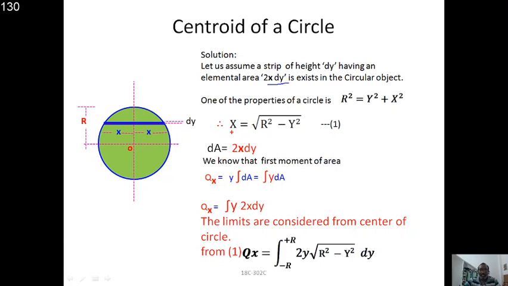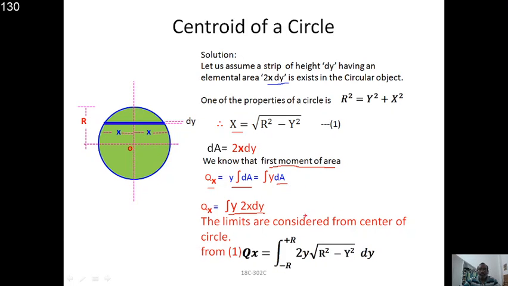From this, we are obtaining the value of x equal to the square root of r square minus y square. So we know that the area of the differential element is 2x dy, and to know the centroid we require the first moment of an area. Therefore Qx is equal to y integral of dA, or integral of y dA. Then substitute the value of dA in the first moment of area.